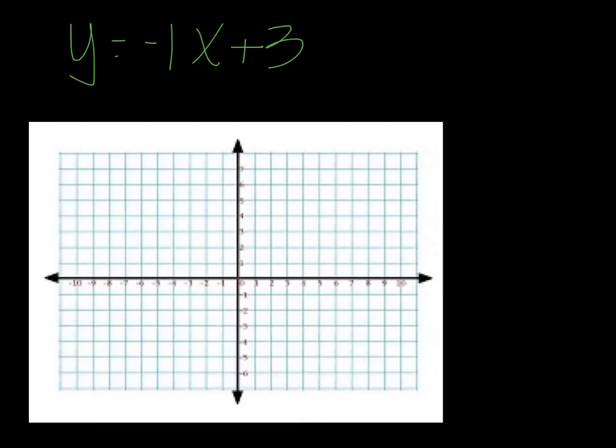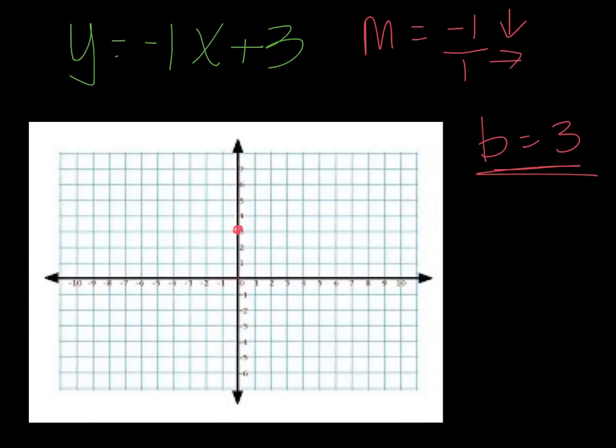Now let's look at y equals negative 1x plus 3. Our m, or our slope, is negative 1 over 1, and our b is positive 3. So again, that's where we start. So we're going to put a dot at positive 3 on our graph. And then this time we're going to go again down 1 and over 1. So we're going to go down 1, over 1, down 1, over 1, down 1, over 1. And then we can connect our dots to make our graph.